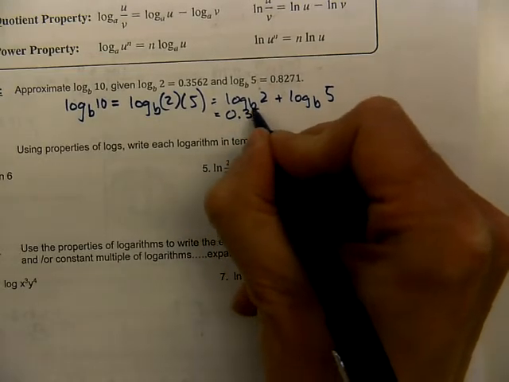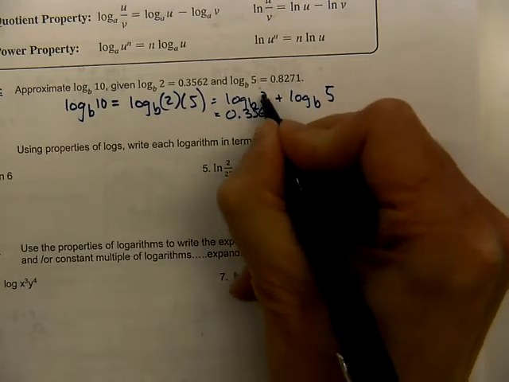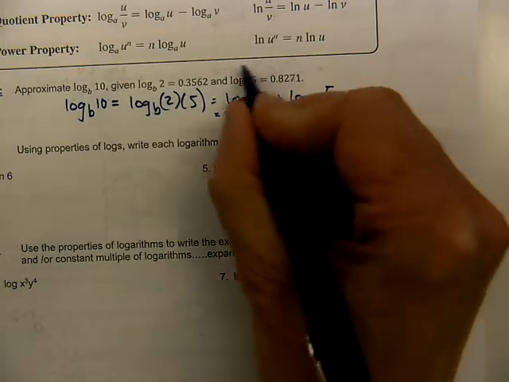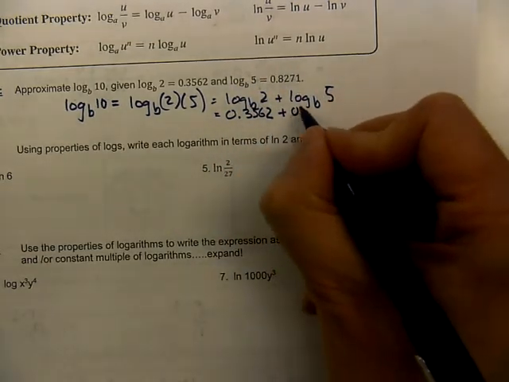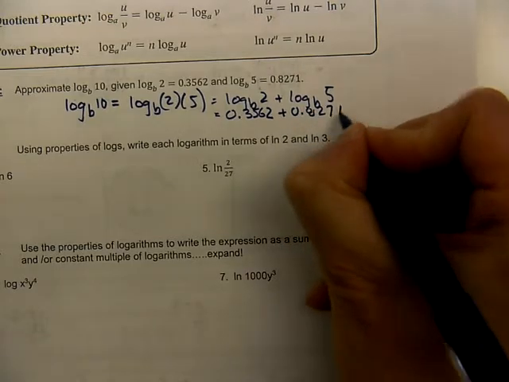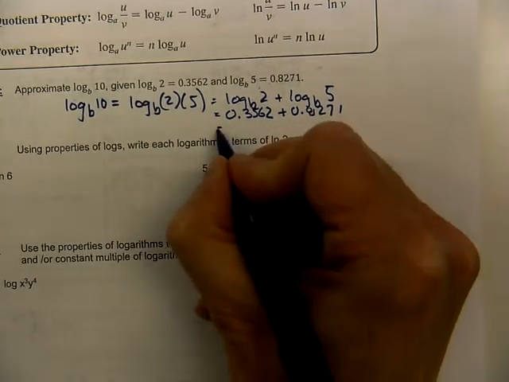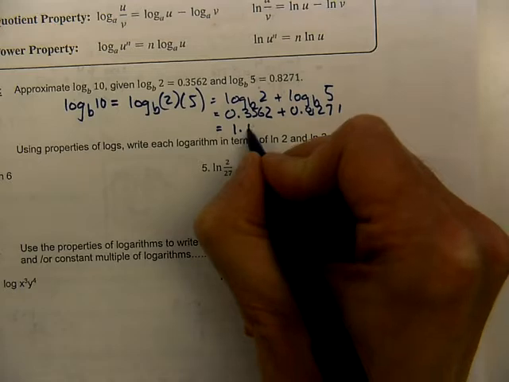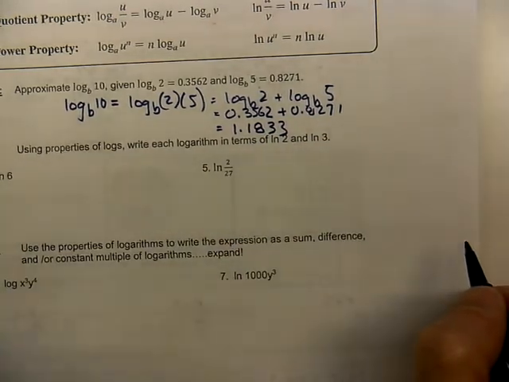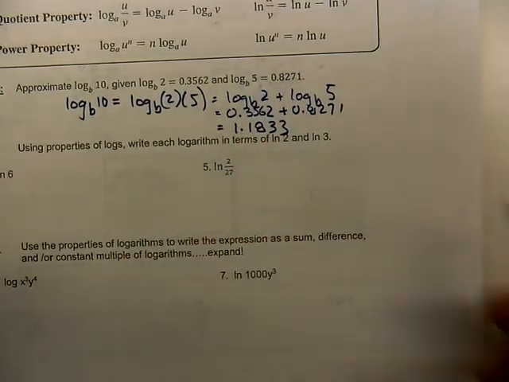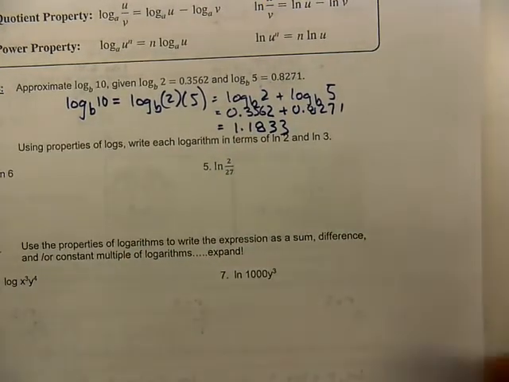Plug in the 0.3562 in place of the log base b of 2. And in case you encounter log base b of 5, substitute in this value, the 0.8271. So we are adding those results together. I am using my calculator here just to sum those results. And there's the approximate answer, because we have a decimal answer that was approximated for us. Here are some other examples.